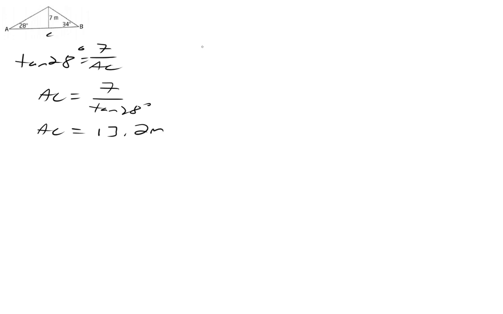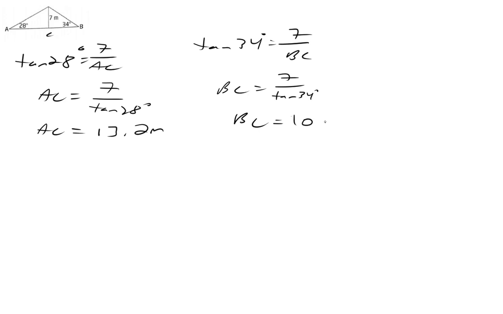Next we take a look at the other side, so tan 34 degrees. That will be equal to opposite over adjacent again, so CB. Let's just call it BC. So BC will be equal to 7 divided by tan 34 degrees. So 7 divided by tan 34 degrees, that's going to be equal to approximately 10.4 meters. And now we add AC and BC to find AB.